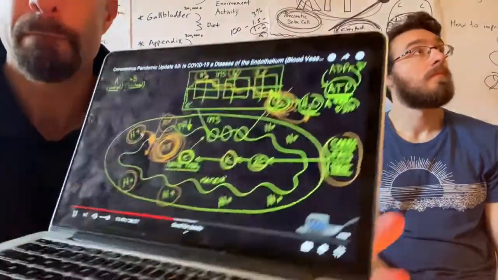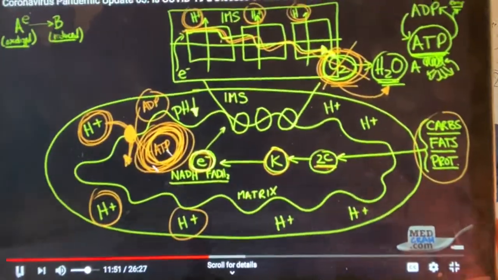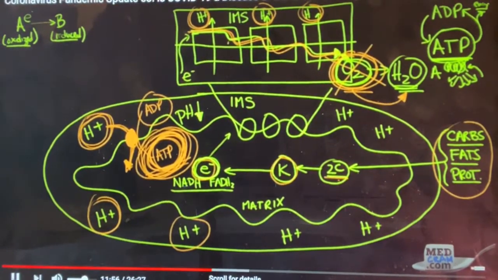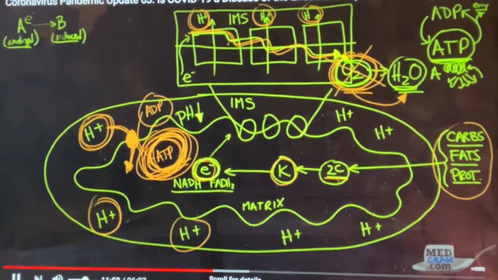Intermembrane space. Therefore, you don't have a cascade coming down. Therefore, you don't have ATP, and the cell loses energy and dies. So, there are a couple points that I want to point out here.